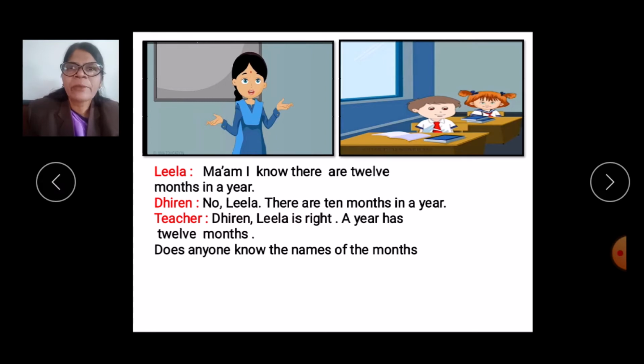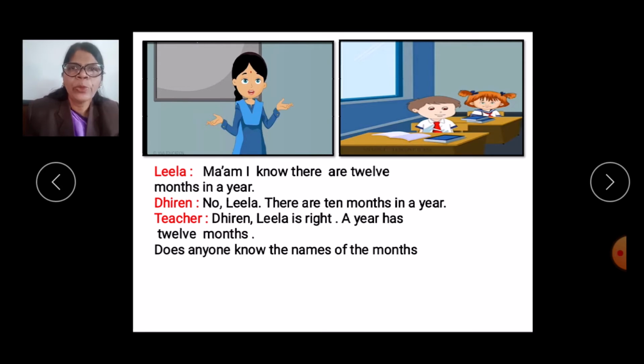Let's see what the next boy is saying. Dhiren: No Leela, there are 10 months in a year. So what answer has the teacher given? Teacher: Dhiren, Leela is right. A year has 12 months.